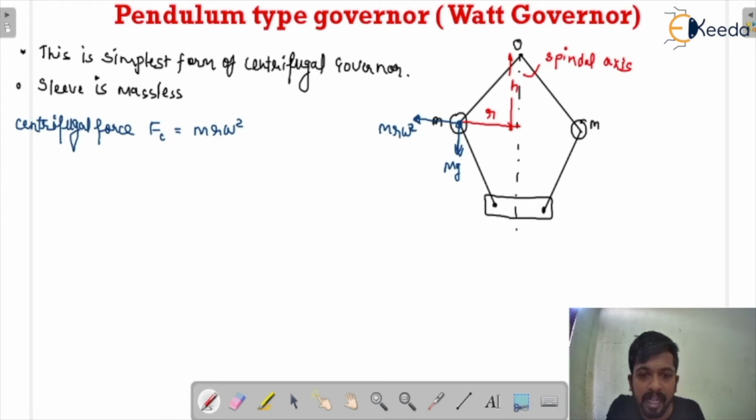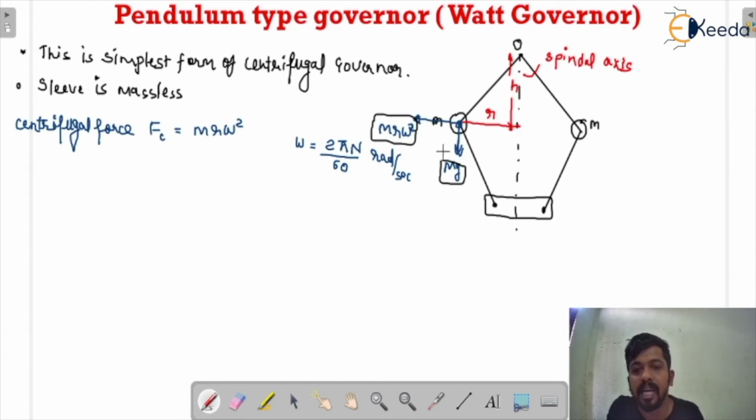You can write omega is equal to 2 pi N upon 60, where N is the speed of the governor in rpm, and omega is the speed of the governor in radian per second. But you need to understand there are two forces working on the fly ball. The first is m r omega square, and the second is mg, and the direction as shown in the figure. Now I'm taking the moment about point O.